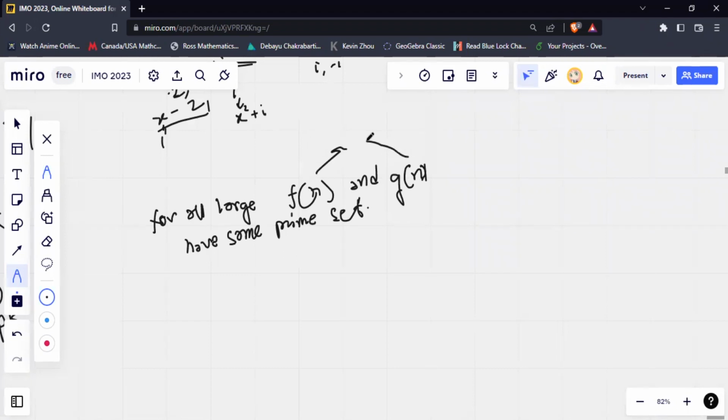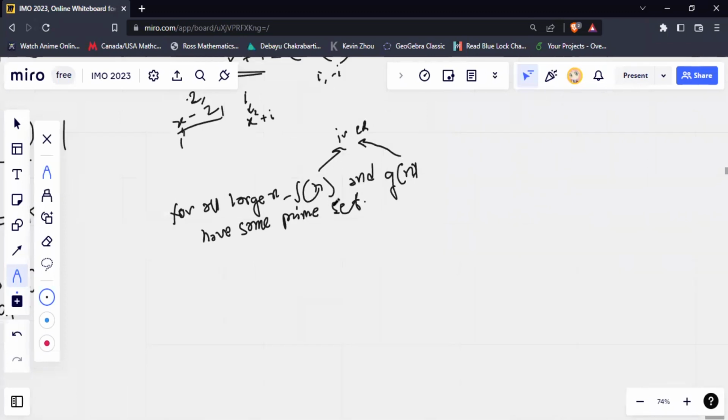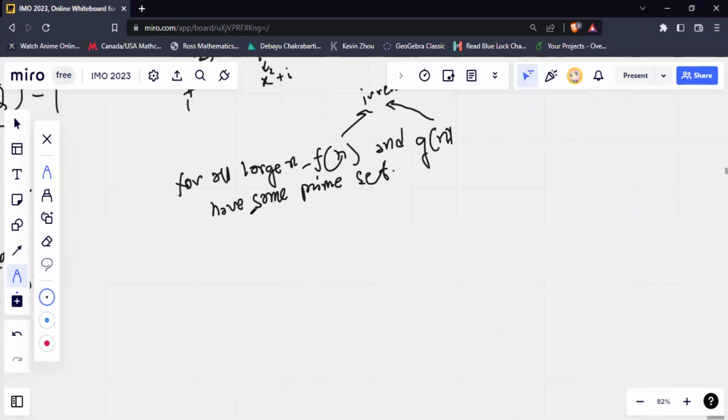Wait, which problem are we doing again? Oh, this is a new question, which is: for all large n, we have that f of n and g of n have the same prime set, and f and g are irreducible. So what conclusions can we make? Can we make the f equals g conclusion here? Same primes. What do you mean the same primes? You mean the same prime divisors?